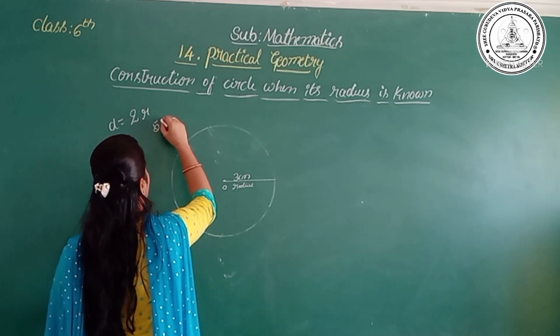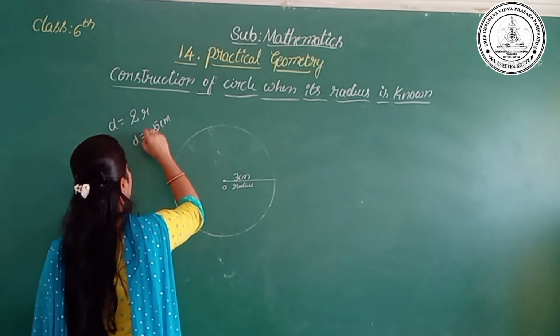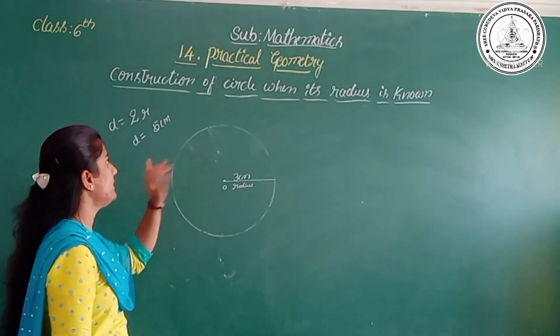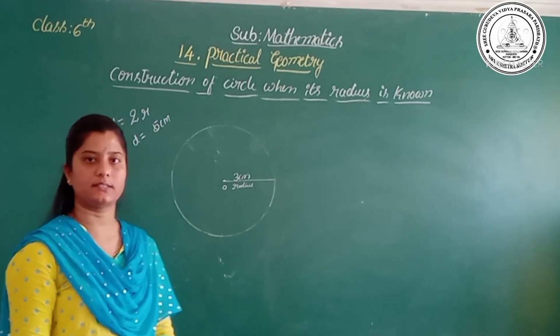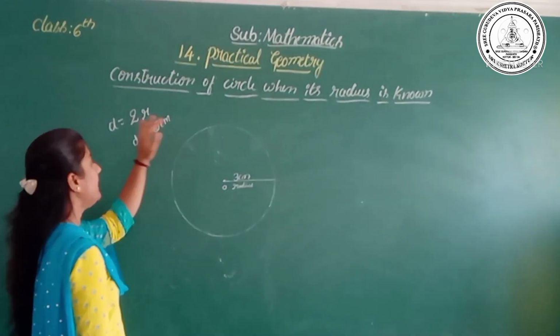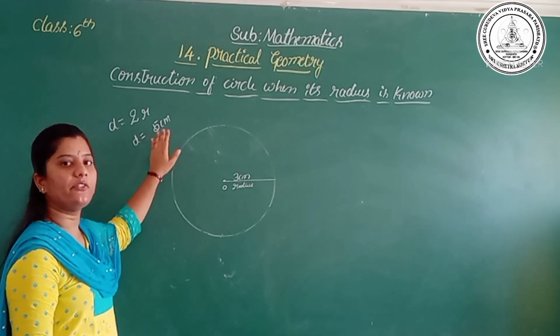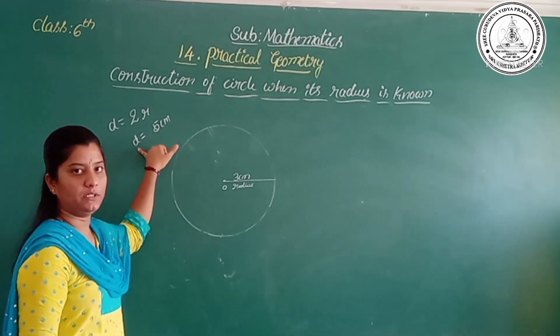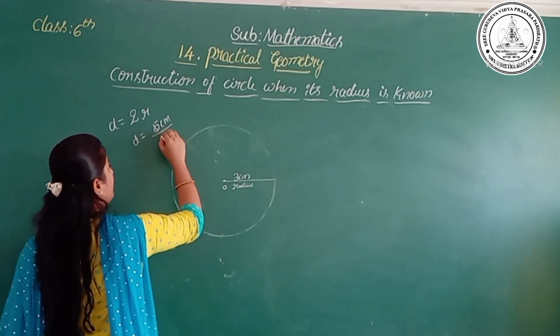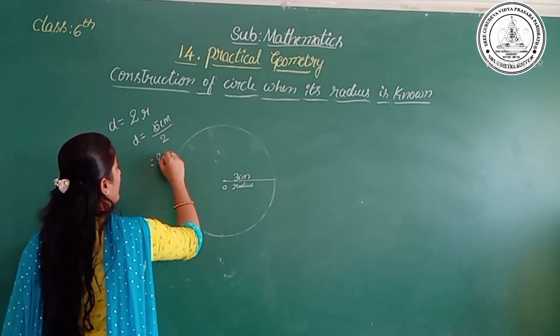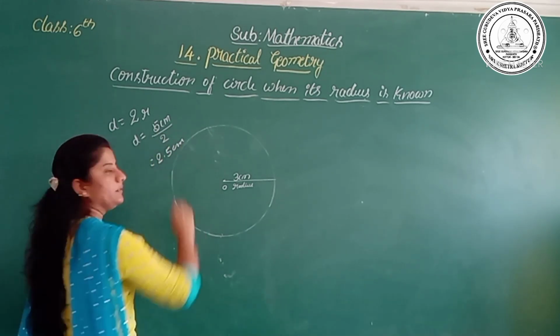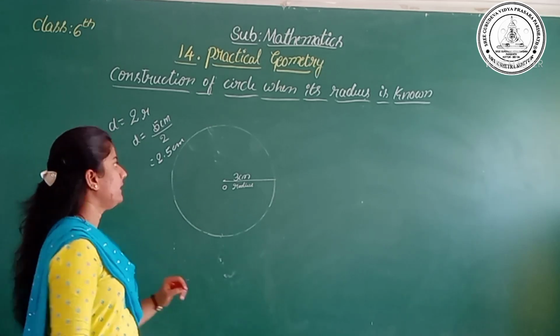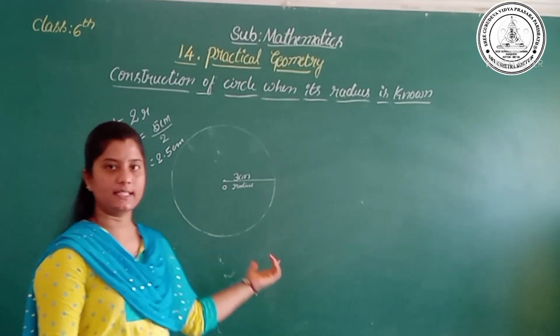If the given diameter is equal to 5 centimeter, then construct the circle. So how can you take the radius? It's just we have to divide by 2. Why? Because 2 times the radius is equal to the diameter, right? So if we divide by 2, we will get 2.5 centimeter. Okay? Yes. Then let's see the exercise problems.